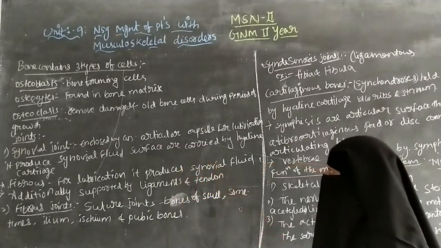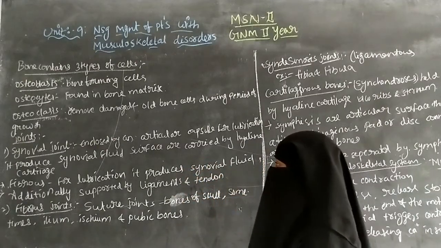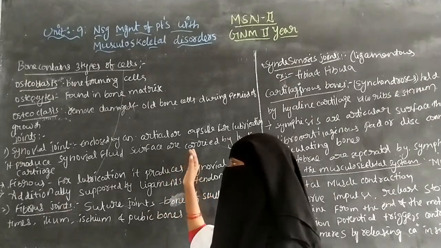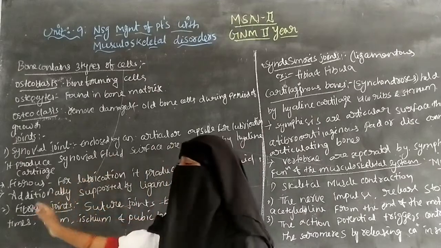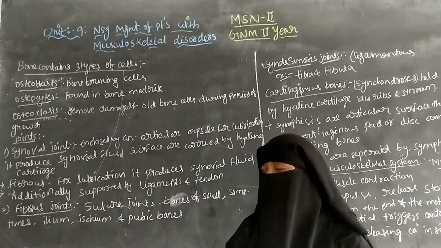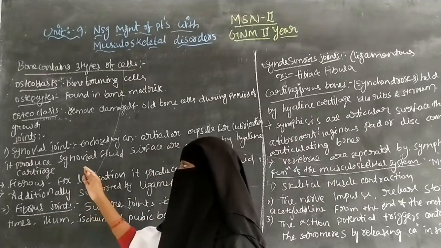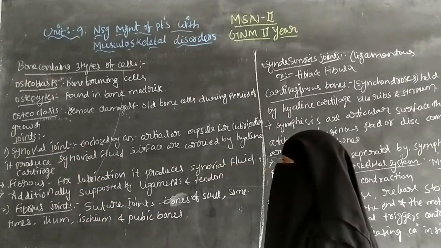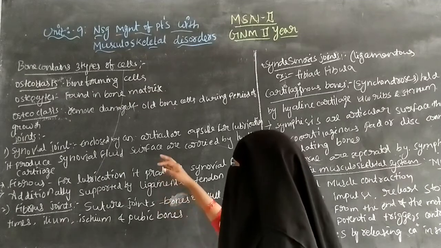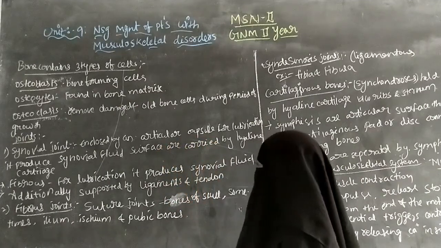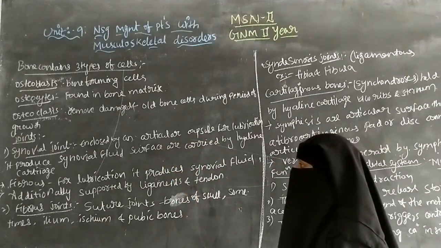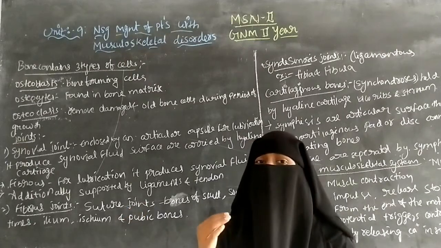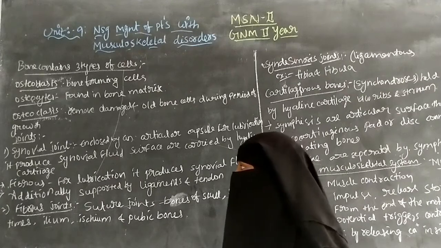The surface area of the synovial joint is covered by the hyaline cartilage, which is one of the connective tissues. So the synovial joint is enclosed by an articular capsule for lubrication, and because of the lubrication, the friction between the joint is reduced.